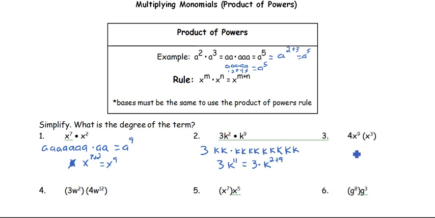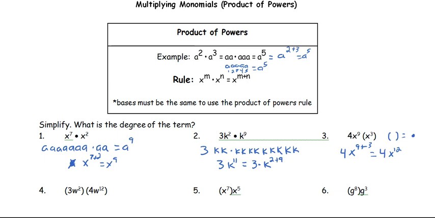On number 3, it's exactly the same. We don't have any other number for the 4 to be multiplied by, so it's just 4. And then I can write x to the 9th. Now the parentheses is the same thing as this for multiply. So 9 plus 3. And that gives me 4x to the 12th.